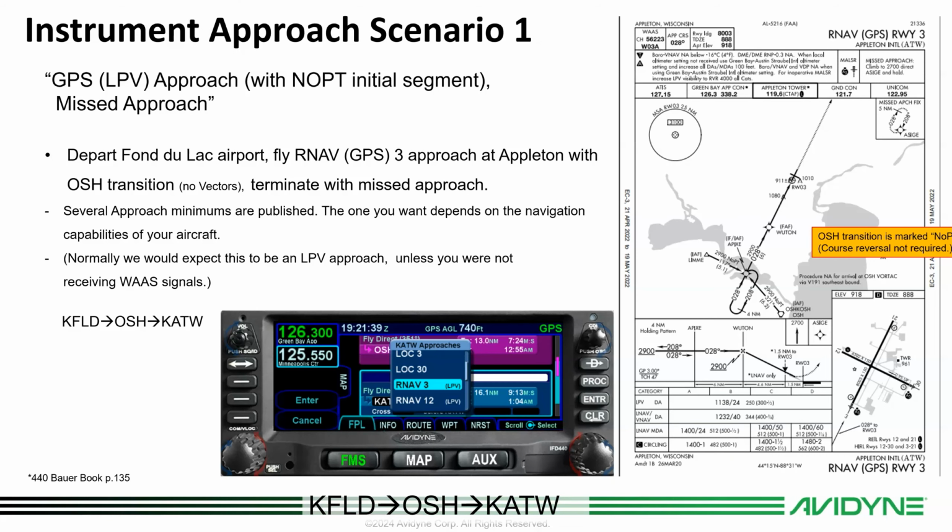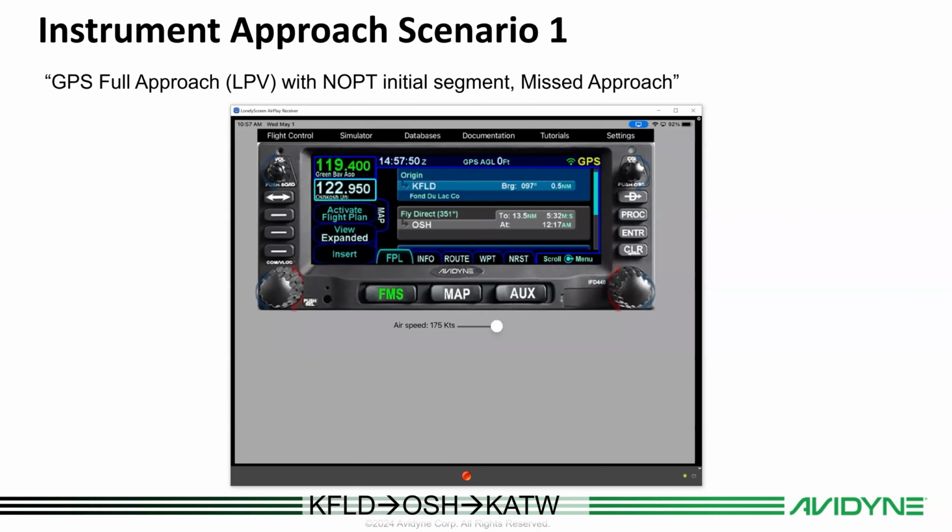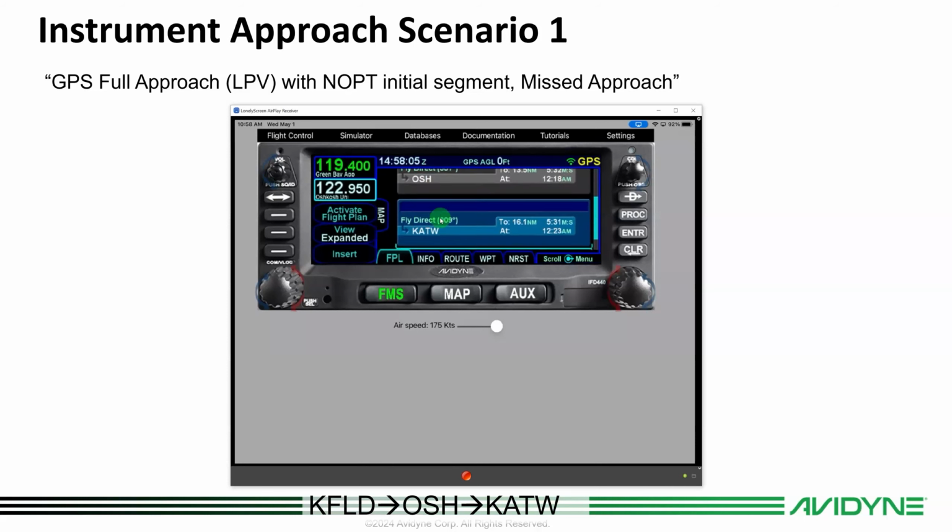So first up is the GPS LPV approach into Appleton. It's the RNAV 3. So we're going to depart Fond du Lac, fly the RNAV 3 approach to Appleton with an OSH transition, and then we'll terminate that with a missed approach. We'll fly the missed. Okay, I've already got the flight plan loaded here, so you can see I've got it KFLD to OSH to KATW.